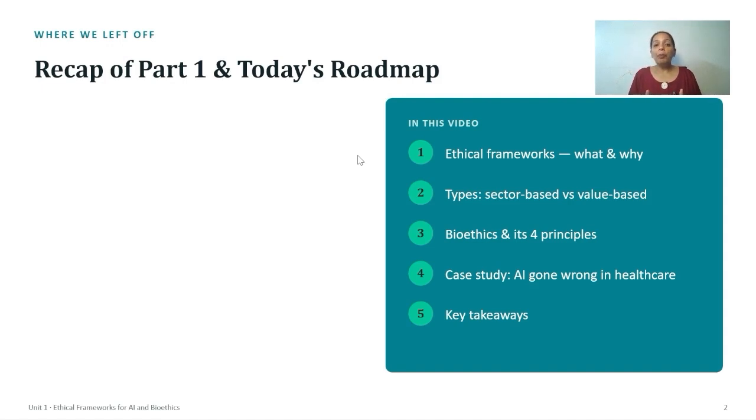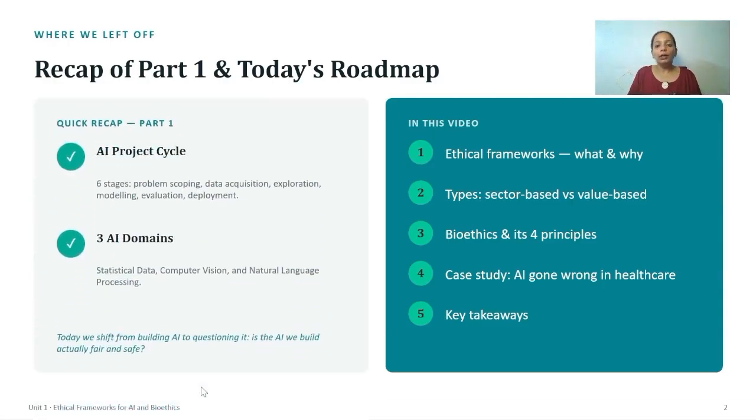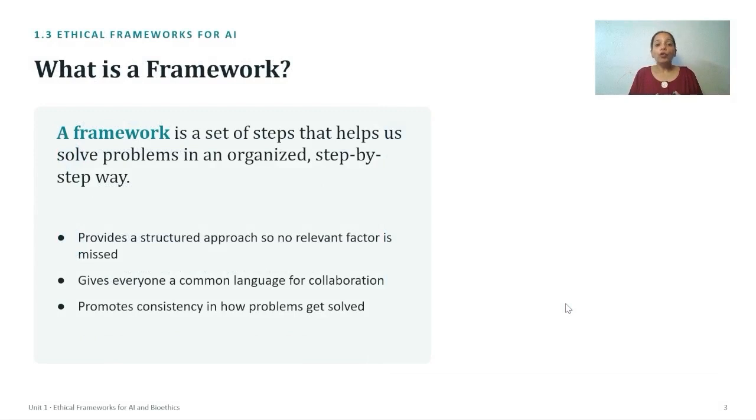Today, we shift from building AI to questioning it. Is the AI we build actually fair or safe? In part 1 of Unit 1, we learned the AI project cycle and the three domains of AI: statistical data, computer vision, and natural language processing. If you haven't watched that one yet, I will link it in the description and in the card above. Go watch it first.